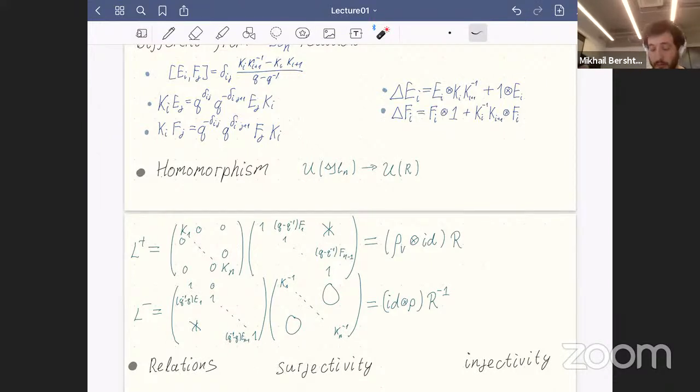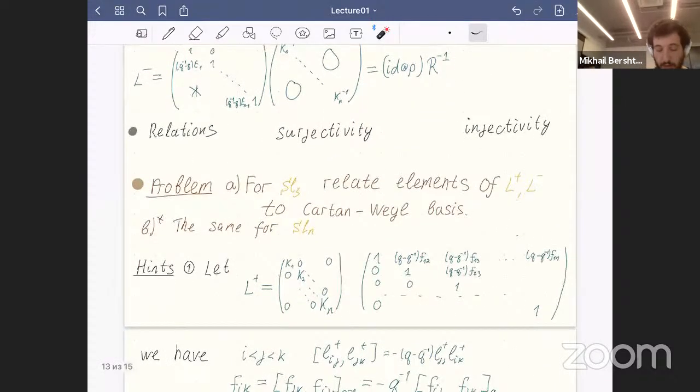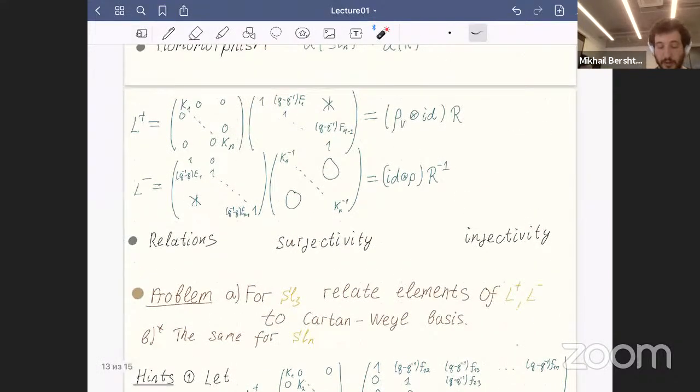Okay, I wanted to add some comments about the proof, but maybe this is not necessary. As a problem to work with this RLL relation, I asked you to compute everything for SL3 and show that what we get here is the same as what we get in the story of the Cartan-Weyl basis.